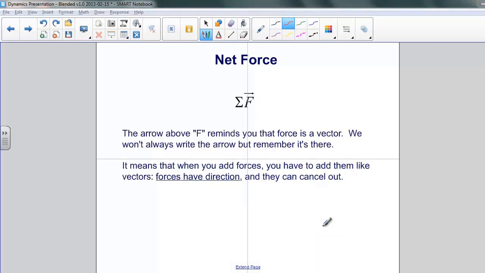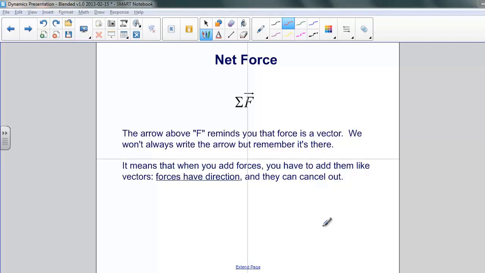Another thing about net force is that it's a vector. We put the arrow above the F to remind us of that, just as we would over the A for acceleration or V for velocity. We won't always write the arrow up there, but it's very important to remember that it's there. It means that when you add forces, you have to add them like vectors. They have a direction. They can add up in one direction, or they can cancel each other out.